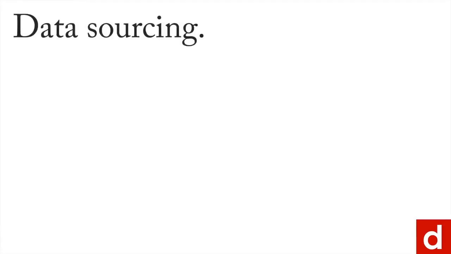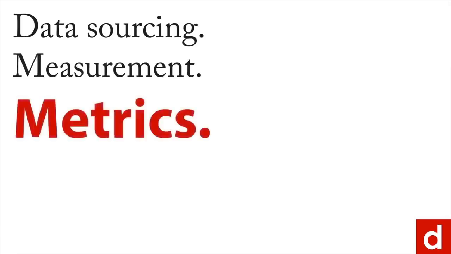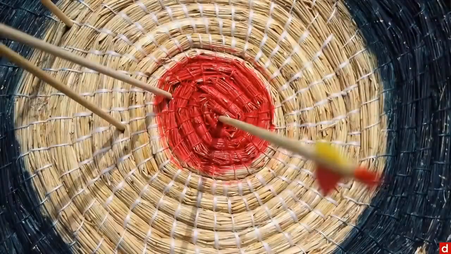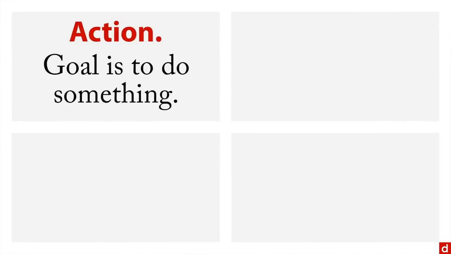For data sourcing, the first thing we want to talk about is measurement. And within that category, we're going to talk about metrics. The idea here is that you actually need to know what your target is if you want to have a chance to hit it. There's a few particular reasons for this. First off, data science is action-oriented. The goal is to do something as opposed to simply understand something, which I say as an academic practitioner.